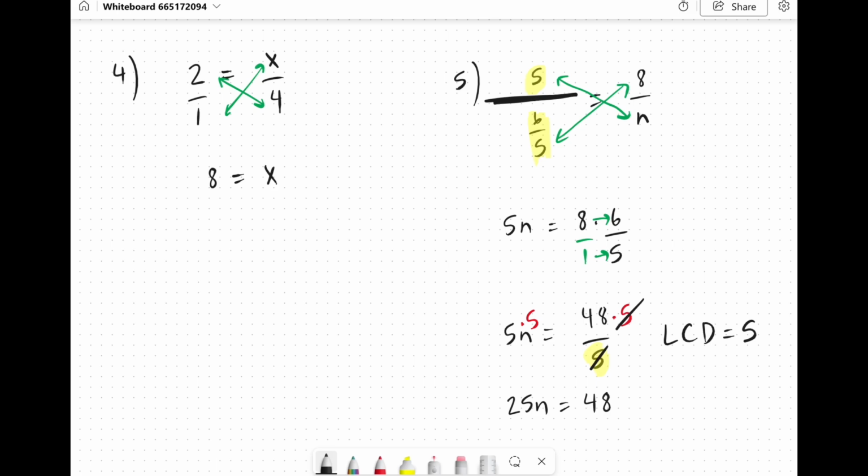Finally, to find n, all you have left is to divide both sides by 25, giving you n equals this fraction. It cannot be simplified, and you were not asked to round, so please leave it as a fraction. Our final example will be a word problem with proportion.